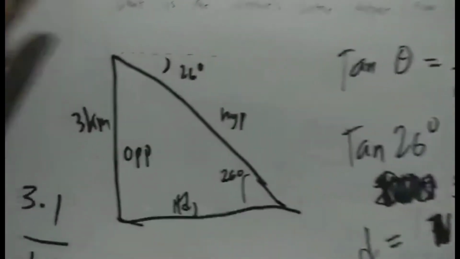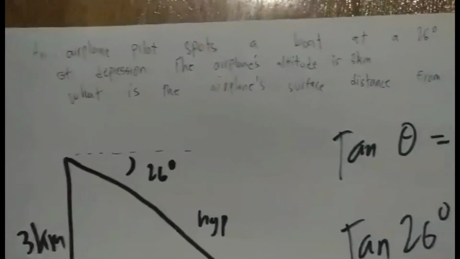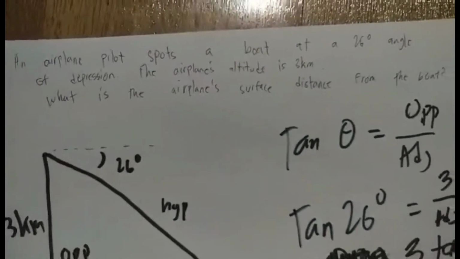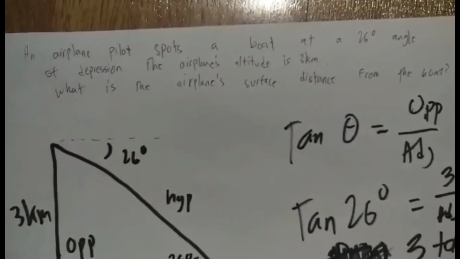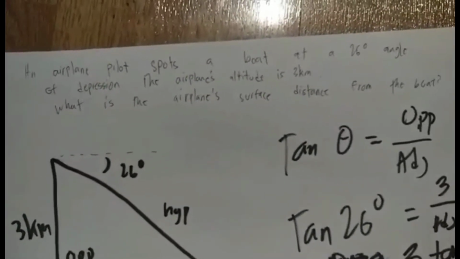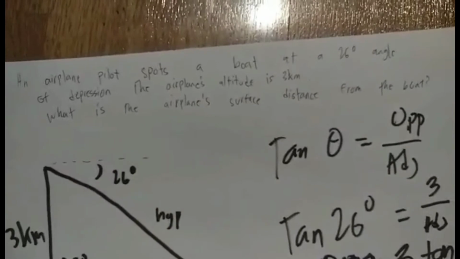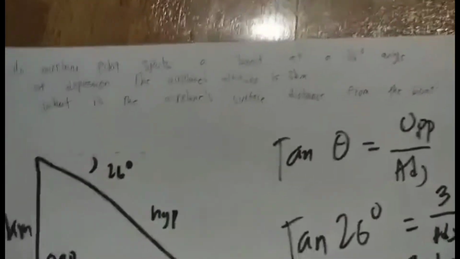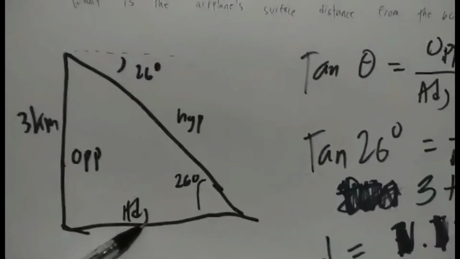My second example is this. An airplane pilot spots a boat at a 26 degrees angle of depression. The airplane's altitude is 3 kilometers. What is the airplane's surface distance from the boat? So this is the hypotenuse, this is the opposite, and this is the adjacent.